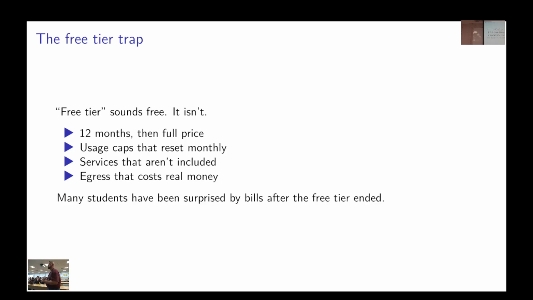So, free tier normally means you get free tier for a year. Then you have to start paying for it. The usage caps there do reset monthly. They don't roll over or anything like that. There aren't any services that are included in that. And if you start sending any data out, you're going to have to pay for it because egress cost is where they always hit you.